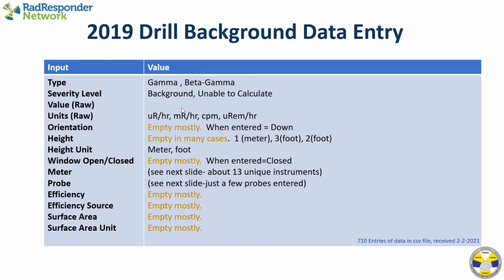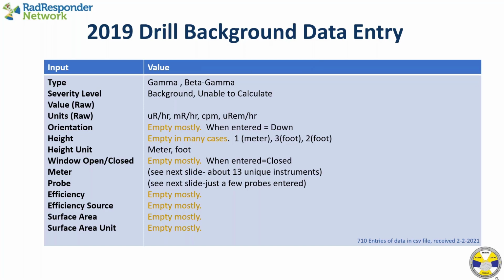On the units, and of course we've changed these, and people say these things differently, as you know, in the field. Micro R per hour, mR per hour, CPM, and micro rem per hour were the four most used units. The orientation was empty mostly. When it was not empty, it was in the down position, and if I remember correctly, that was from the RadEye, the Everline RadEye.